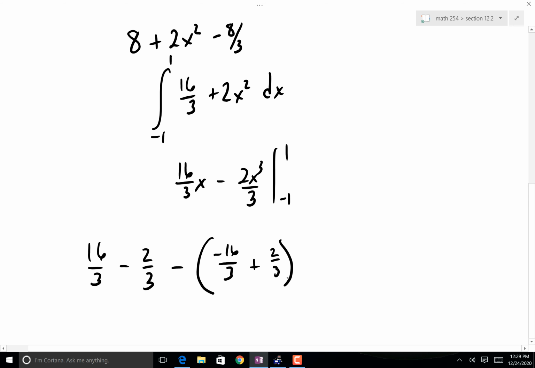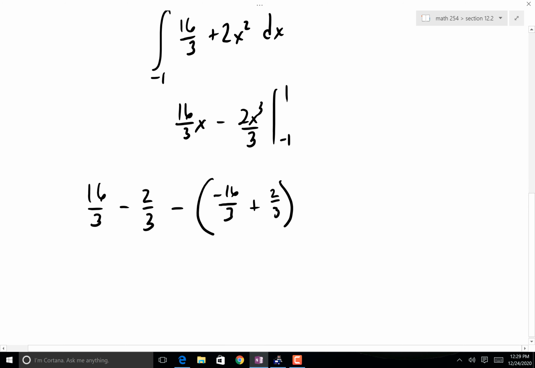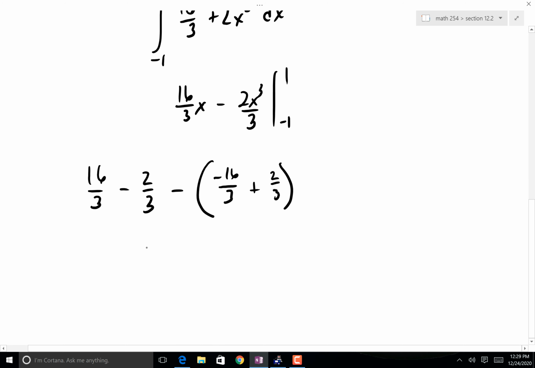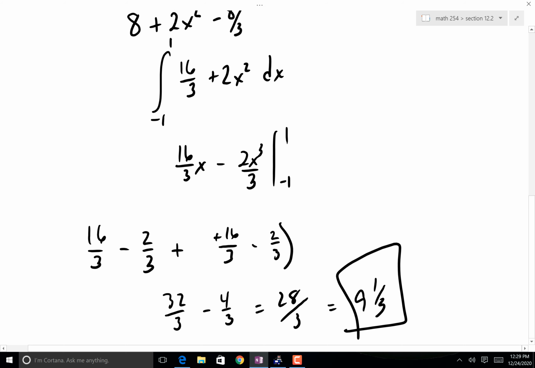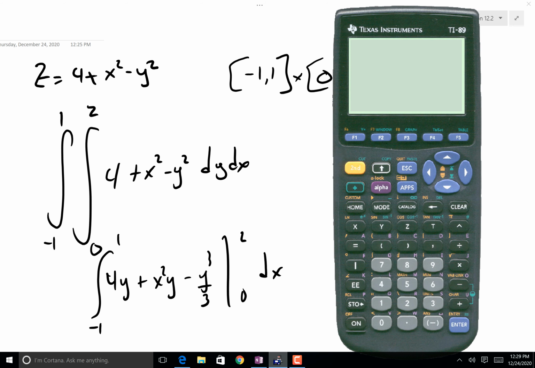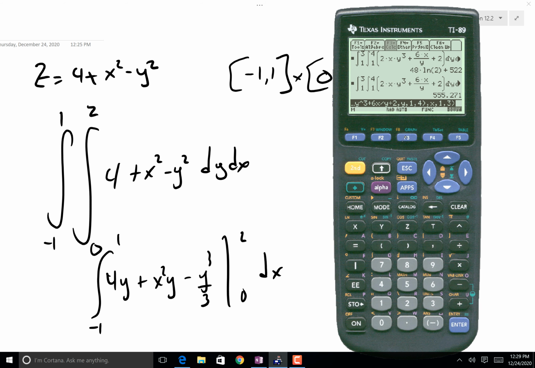If we've done it correctly, let's see what happens here. Okay. Distribute that negative, and it's going to become a positive here, and a negative here. So you're going to get 32 thirds minus 4 thirds, which is 28 thirds, which is 9 and a third. Let's see if Betsy agrees with us. Well, with me. Probably agrees with you, but probably doesn't agree with me.